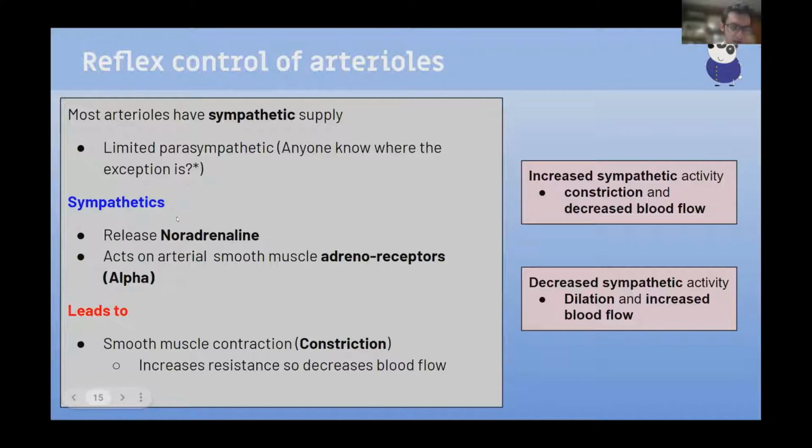Sympathetics on a nerve terminal will often release noradrenaline, which will act on adrenoreceptors or alpha receptors, and this will lead to smooth muscle contraction. So because the smooth muscle is contracting, there is increased resistance, so decreased blood flow. So if you think about it, increased sympathetic activity to alpha receptors will constrict and decrease blood flow. Decreased activation of alpha receptors will lead to dilation and increased blood flow.